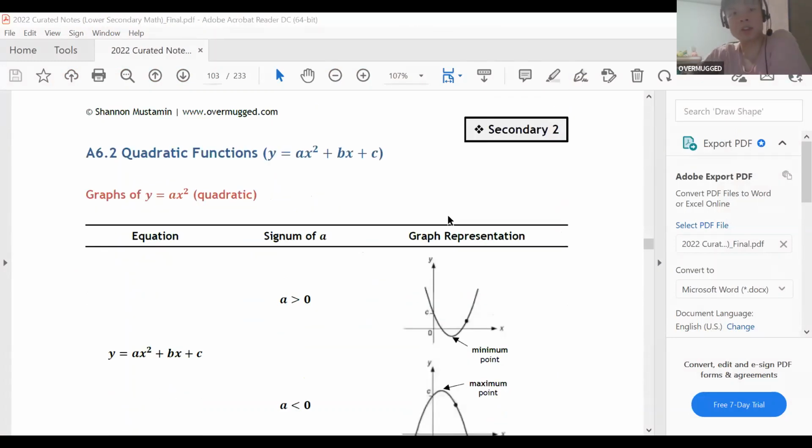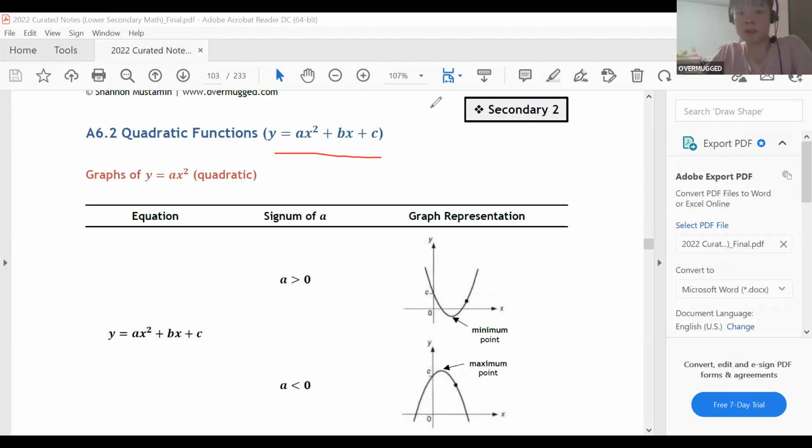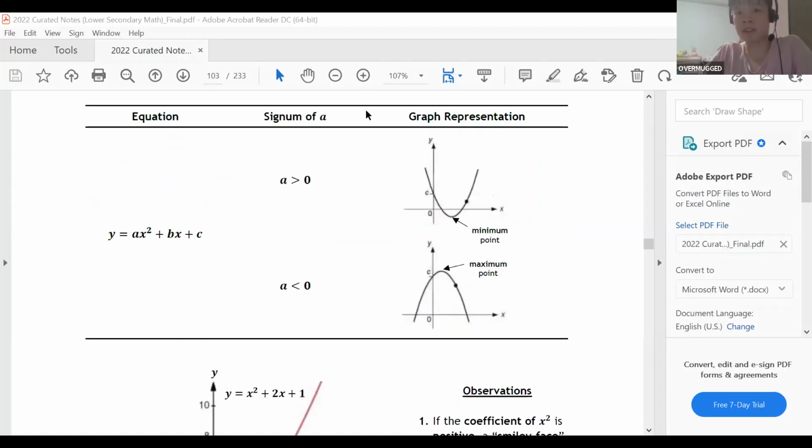Alright, so previously in Sec 1, we covered linear graphs, which are straight line graphs, right? Like this or like this, straight line graphs. But when you have quadratic equations in this form, you have curves like this. If your A is positive, you have a smiley face. If your A is negative, you have a sad face.